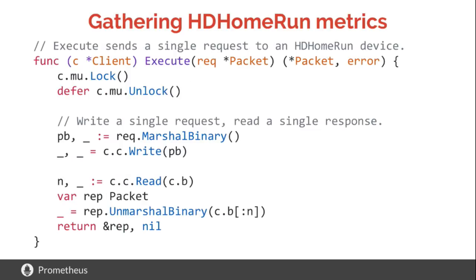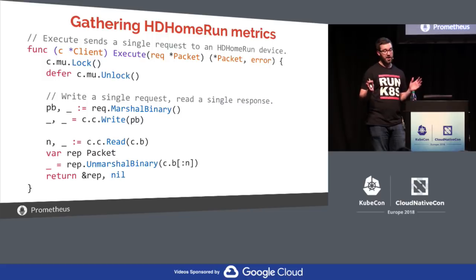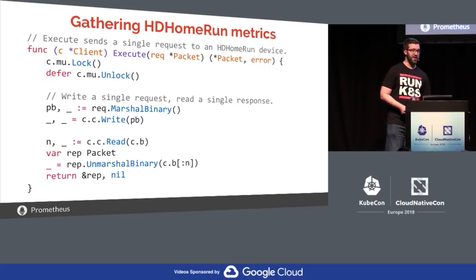Then we create this low-level function called execute. And execute's job is to send a single packet and receive a single packet. So we lock the connection to the device, marshal it to binary format, write it out, wait for a response, unpack it, and then we're all done. And you'll notice I've omitted the error checking, but don't ever do that in production code, ever.